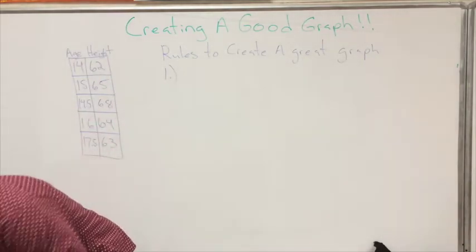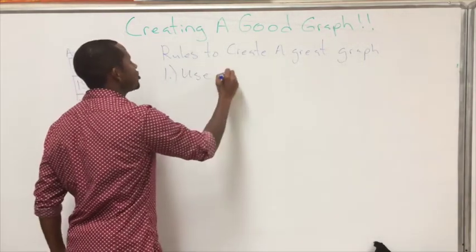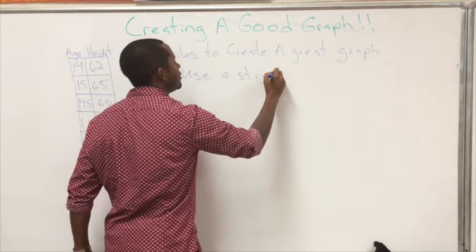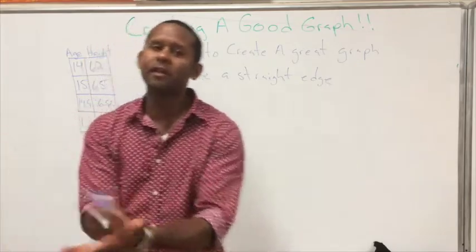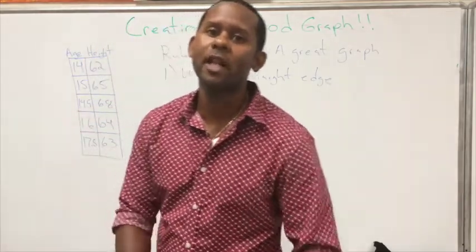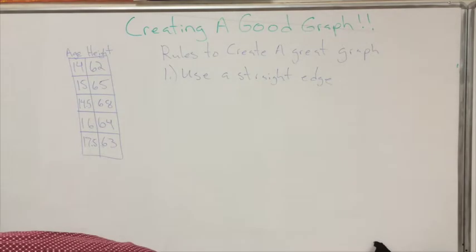Use a straight edge. Okay? It can be a ruler, it can be the side of your book, whatever you got to do. Make a straight edge, make good lines. Boom, it feels good, doesn't it?